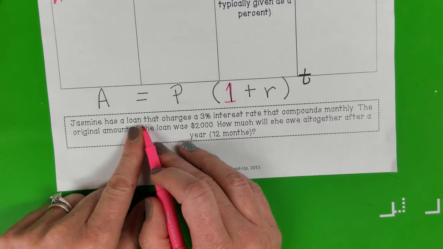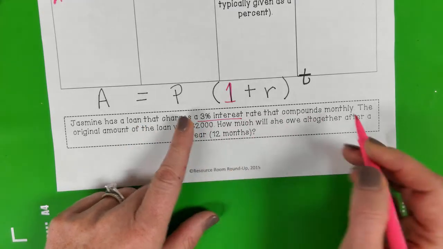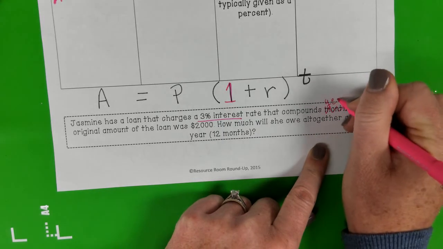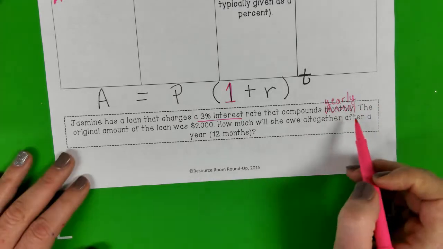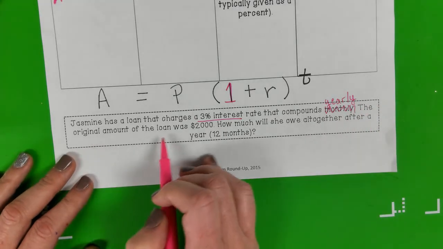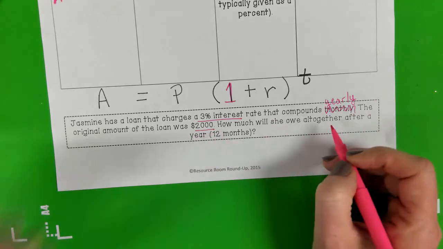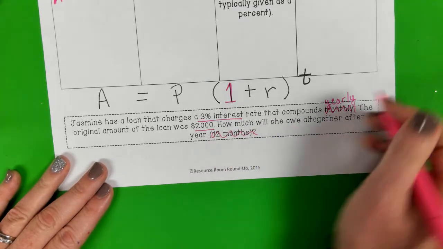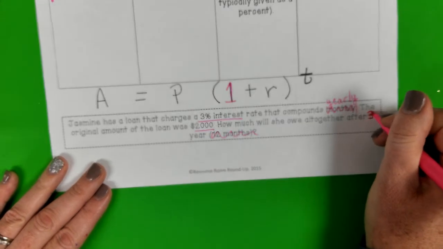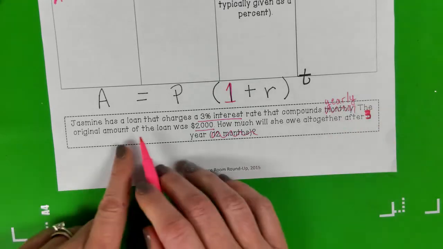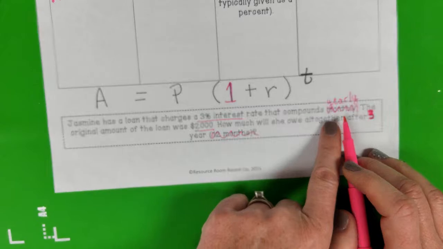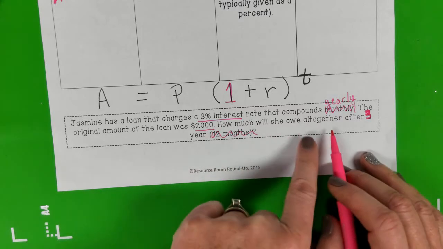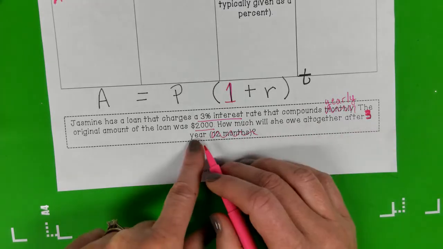Jasmine has a loan that charges 3% interest. Let's change this: that compounds yearly. Let's not say monthly, that compounds yearly. The original amount of the loan was $2,000. How much will she owe altogether after, let's put 3 years. Okay, she has a loan, 3% interest rate that compounds yearly. The original amount of the loan was $2,000. How much will she owe altogether after 3 years?